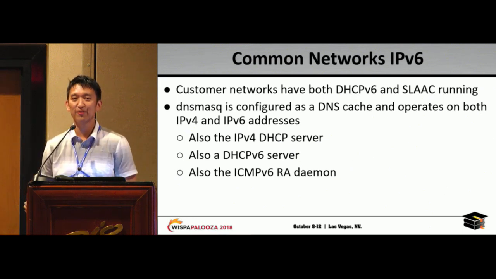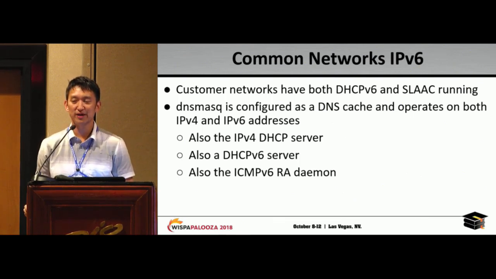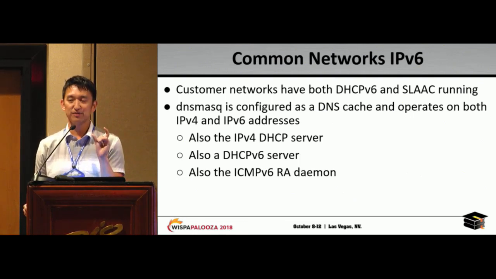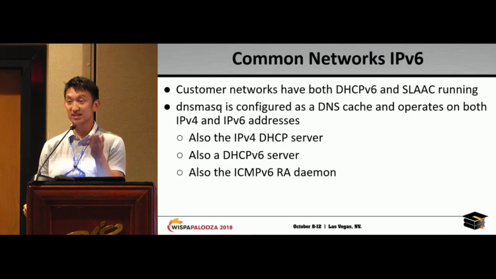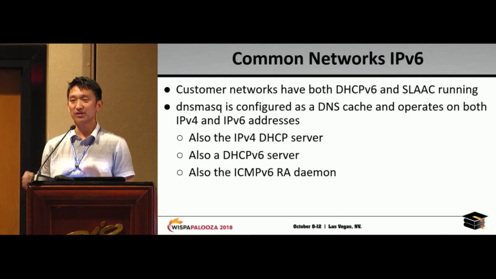32 to 48. Yes, I should have covered that. So we have a slash 32 from ARIN, and we have multiple POPs. So we give each POP site a slash 40 space, and then we're left with the slash 40 to slash 56 for all internal routing.